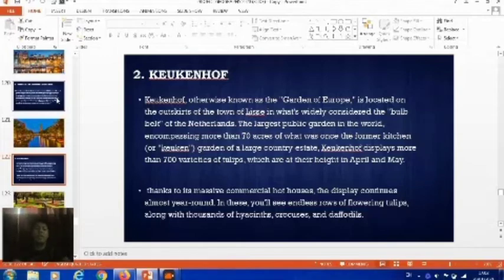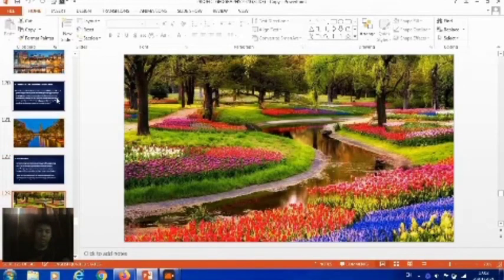Keukenhof adalah sebuah taman Eropah yang mana terletak di Lisse. Luasan taman bunga seluas 70 hektar, dan di tanahnya ada 700 jenis bunga tulip, yang dapat dilihat daripada bulan April dan Mei. Dan ini adalah contoh gambarnya, yang boleh lihat beberapa jenis bunga tulip yang ditanam di sana.